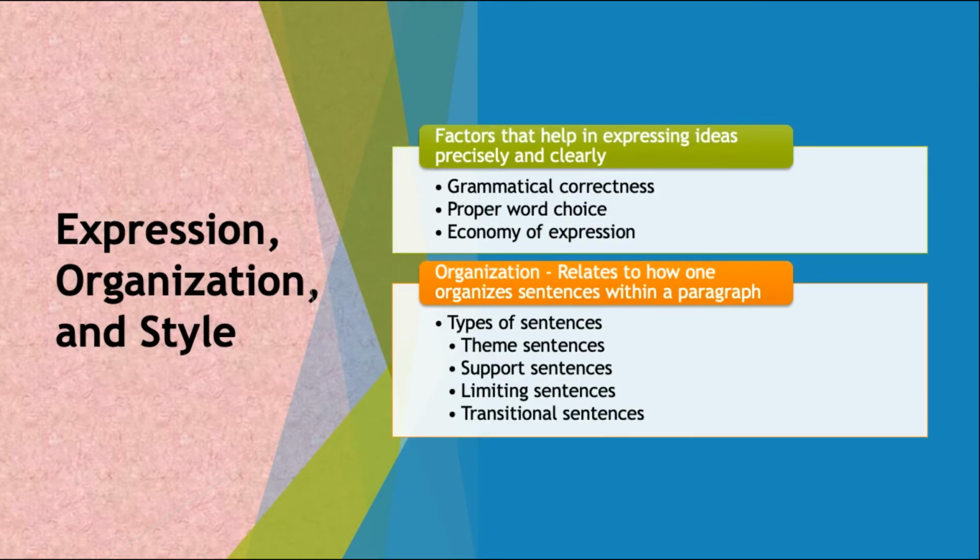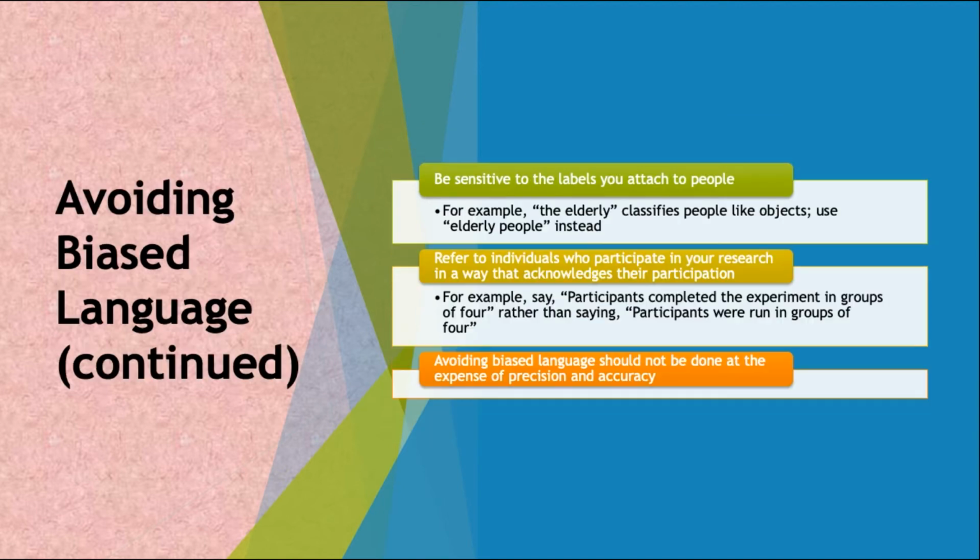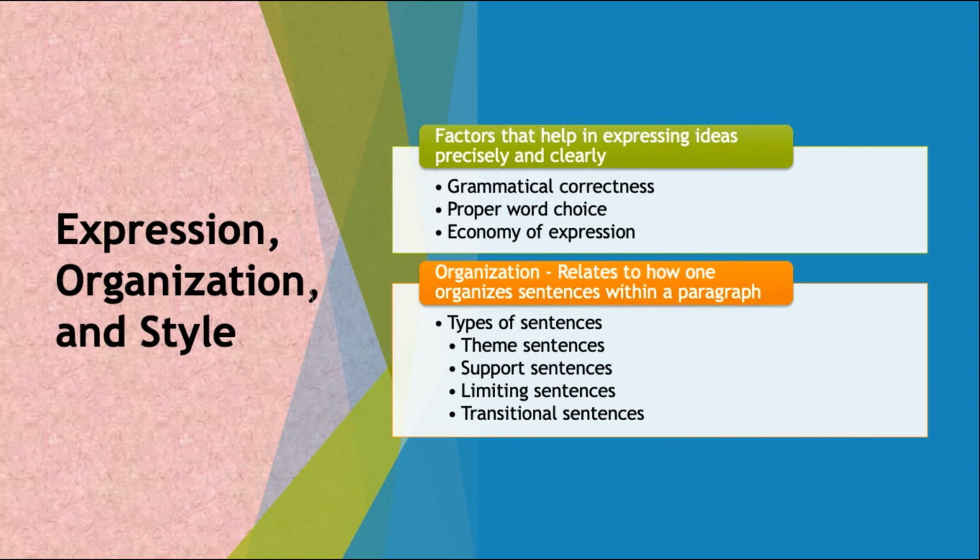Then we have also, I would like to continue here. You see, we have expression and organization and the style. So, as a rule, you should also write using an active voice in a sentence. That is, sentences should follow a subject, verb, object organization.